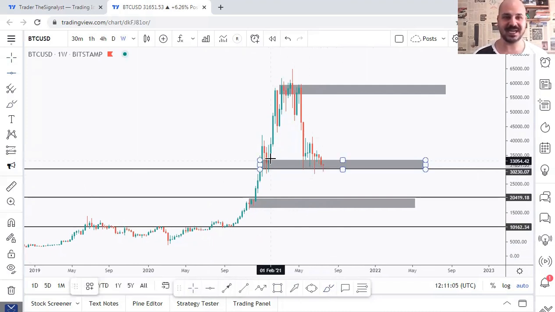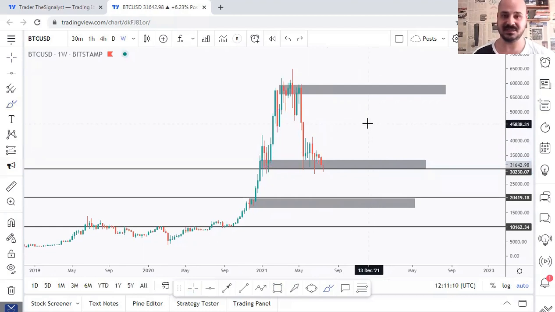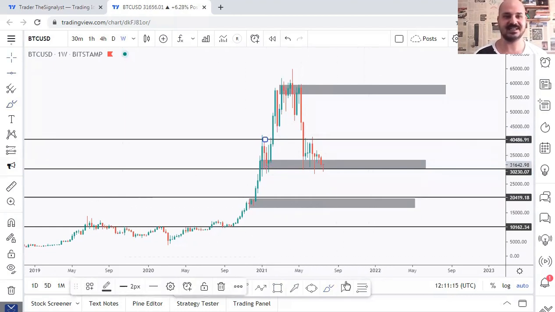So already we have a demand and a 30K round number, which is making the area even stronger. Next, what do we have? We have the 40K, which is here, and as you can see, it's lining up with these rejections here and here as well.